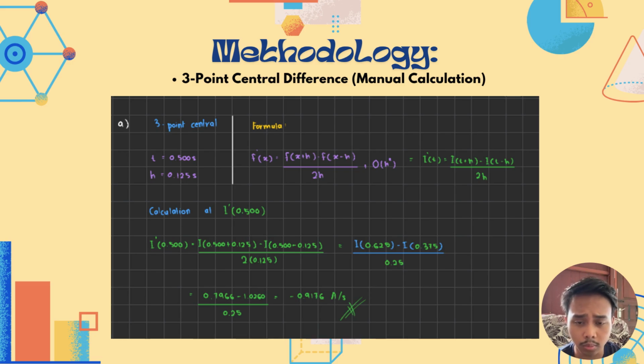Assalamualaikum warahmatullahi wabarakatuh. My name is Amirul Abid bin Anamur Rahman. My matric number is CE250054. For the methodology section, we have chosen the three-point central difference method. This method is used to manually calculate the rate of current change in a system based on the formula shown on the screen.